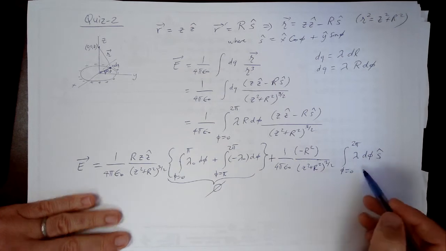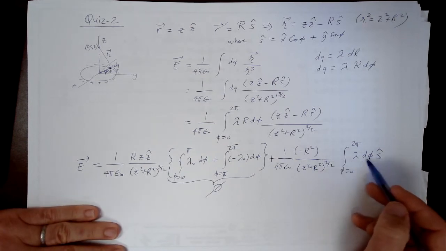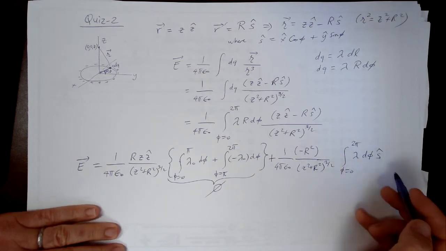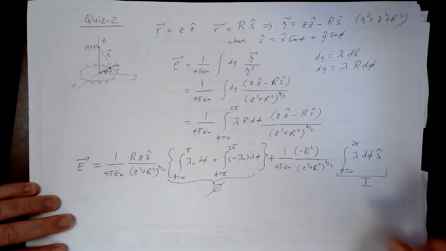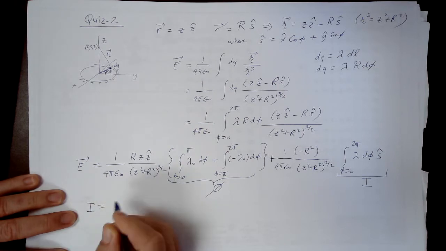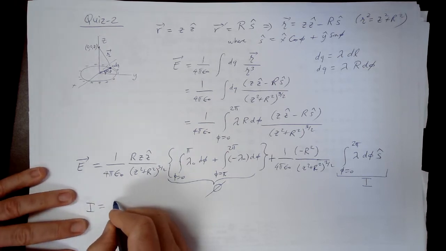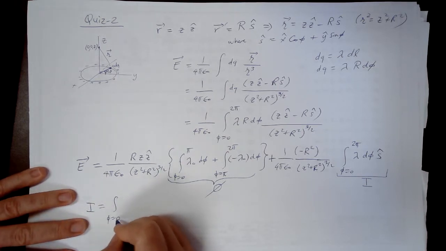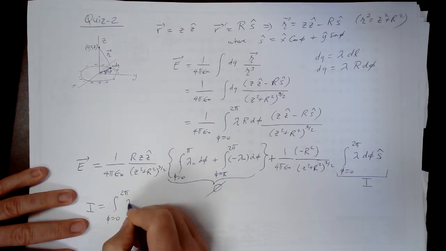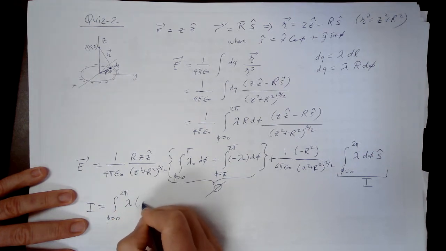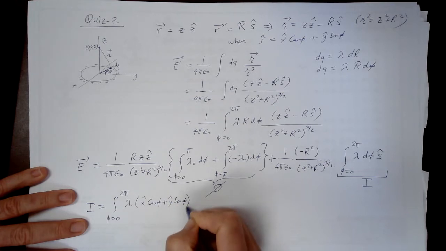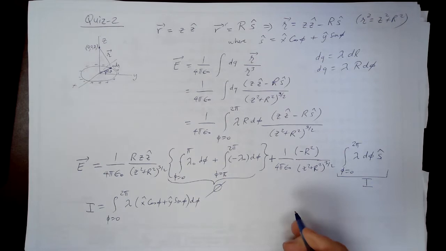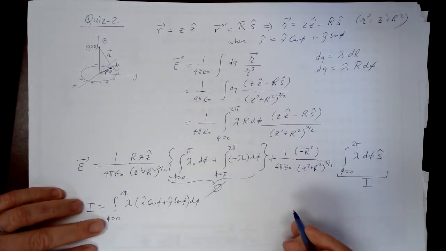So the actual part that I worry about is this. Okay, this integral I should take. So I can just say, all right, let me call that capital I. And capital I would be, phi 0 to 2 pi lambda, x hat cosine phi plus y hat sine phi, d phi. That's the integral I need to take.